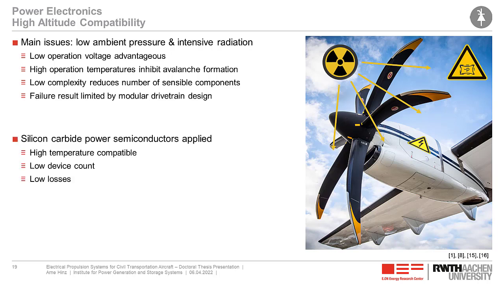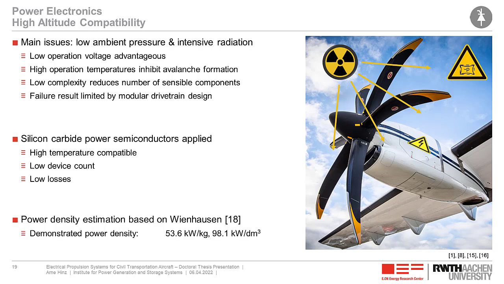We will apply in this case silicon carbide power semiconductors, since they are compatible with high temperature operation, lead to a low device count, and have low losses. The power density of the power electronics will be estimated based on the findings of Mr. Wienhausen, who demonstrated the power density of a buck-boost converter of 53.6 kilowatt per kilogram and a volumetric power density of 98.1 kilowatt per liter.